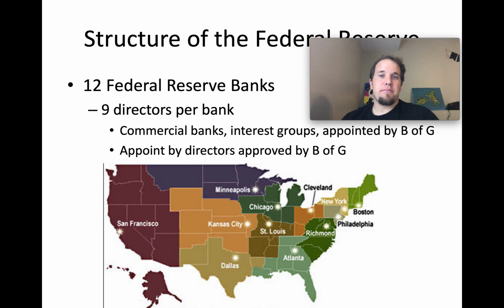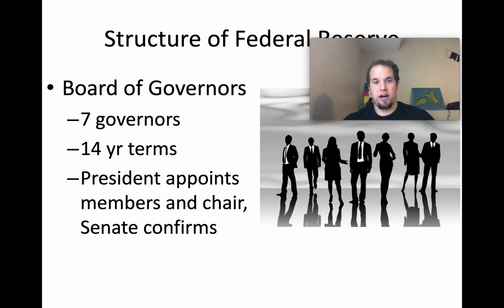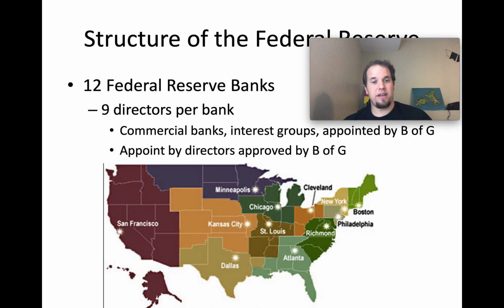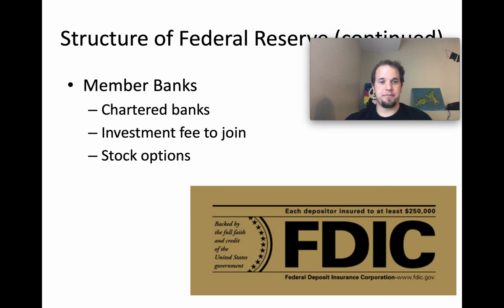Then each bank is made up of 9 directors. There are 3 from commercial banks, 3 from interest groups, and then 3 that are appointed by the Board of Governors. And again, directors are approved by the Board of Governors. So the Board of Governors gets to appoint 3 of these 9 directors. And whenever someone is at the end of their term and they need to elect a new director, it has to be approved by the Board of Governors.